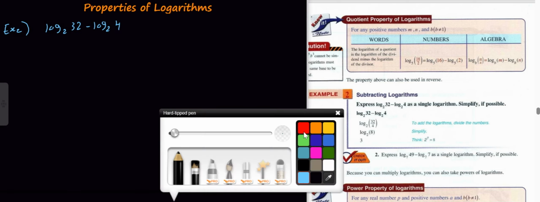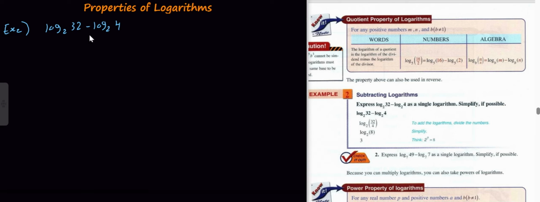How can we solve this one? As you see, we have a minus here and our bases are equal. If you have a minus, we are going to divide these two numbers. So it will be log base 2 of 32 over 4. 32 divided by 4 is 8. We have log base 2 of 8. 2 to the power what equals 8? We can solve it by mental math: 2 to the power 3. So it equals 3.